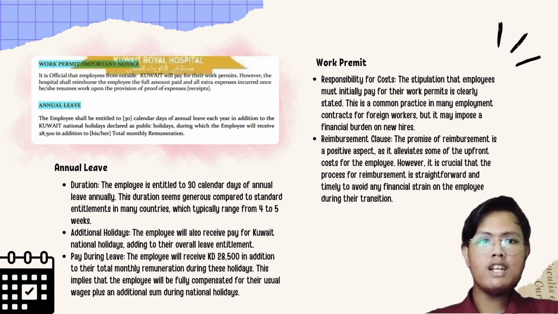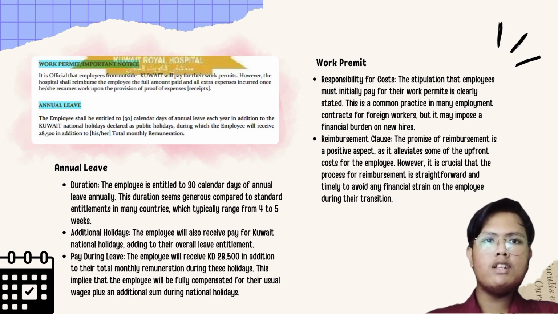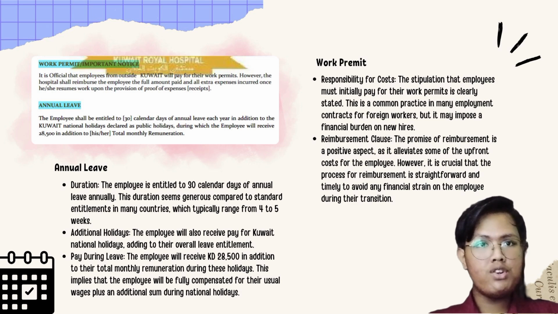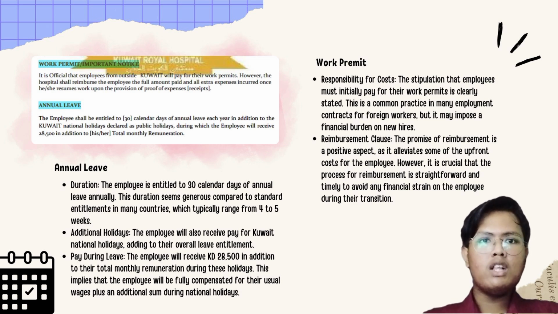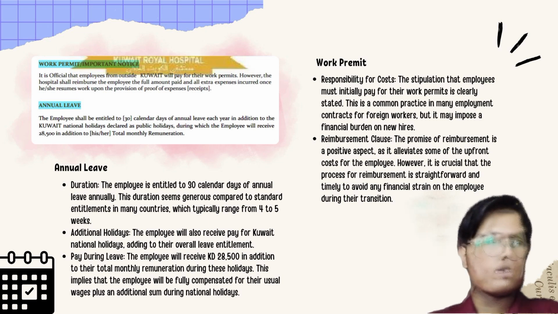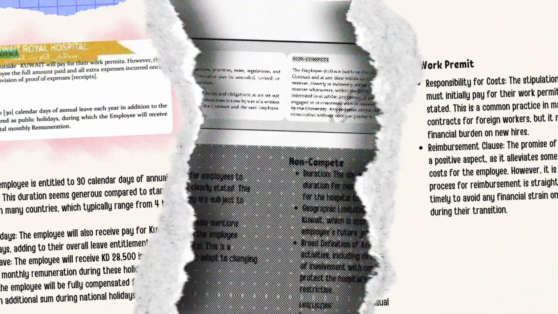The contract grants 30 calendar days of annual leave plus Kuwait public holidays, with an additional payment of 28.5 Kuwait dirham, alongside the monthly remuneration. However, it lacks clarity on the currency of the payment, whether it's a lump sum or distributed, the process for scheduling leave, and whether unused leave can be carried forward or compensated. Including these details will improve the transparency of the contract.